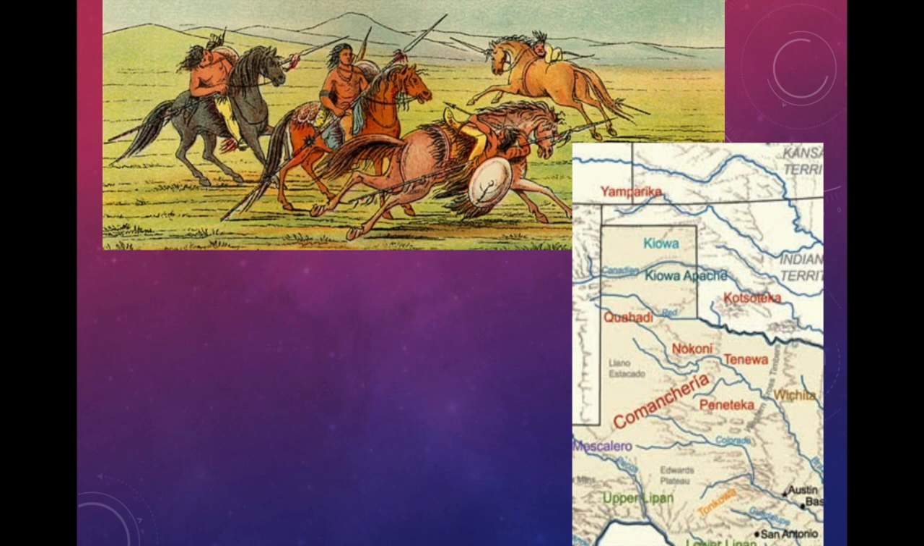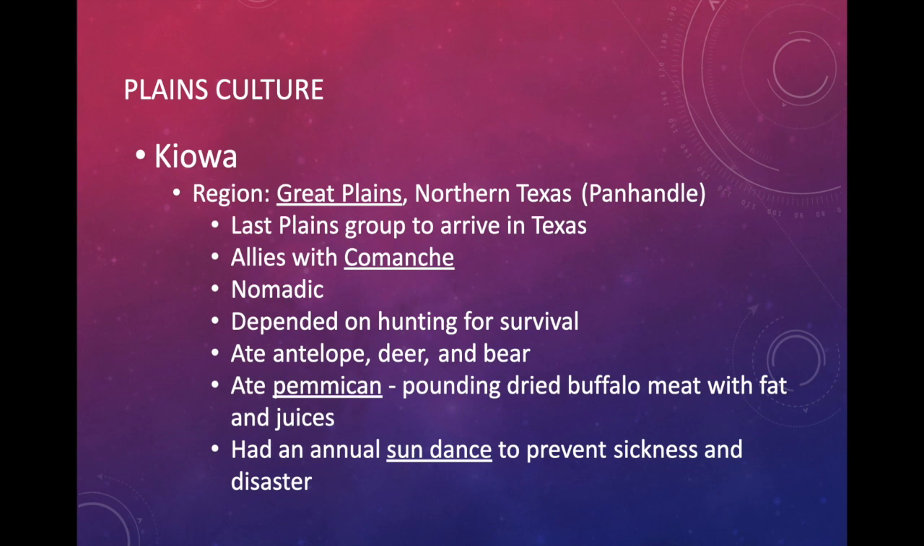The last Plains culture group to arrive in Texas was the Kiowa. They lived in the Great Plains, close to where the Panhandle is. They were allies with the Comanche. They fought for each other if they were in desperate need. They were nomadic, depended on hunting for survival, but they got last dibs on the different hunting grounds for the buffalo.